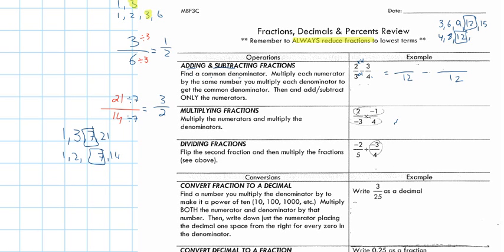What do I multiply the 4 by to give me 12? By 3. 4 times 3 gives me 12, so that means I have to do the same thing to the top. 3 times 3 is 9. So you see now I have a common denominator, yes?